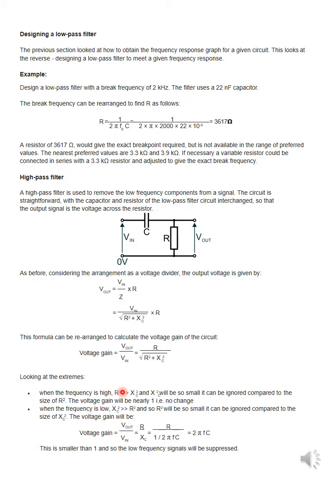When the frequency is low, Xc squared is greater than R squared, so effectively this will reduce to Xc squared, and the root of Xc squared is Xc. Then we can say R divided by 1 divided by 2 pi fC. This part will go up, so it will be 2 pi fC R. This is smaller than 1, and so the low frequency signals will be suppressed.